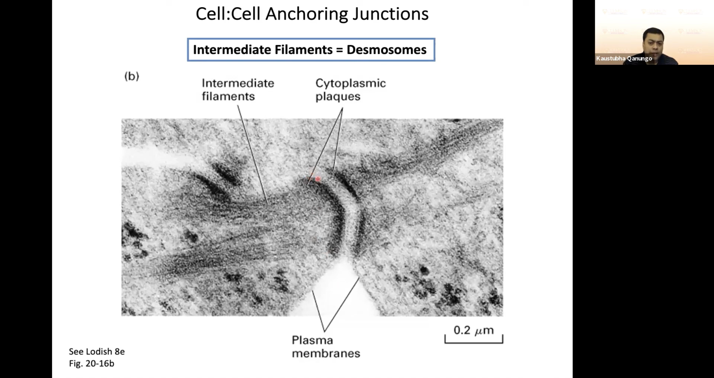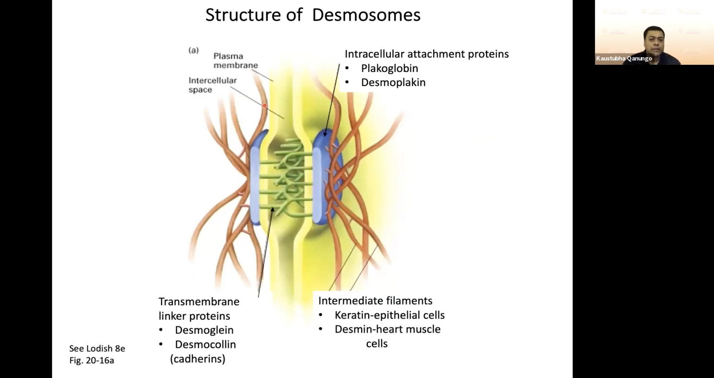So you can see that right here, this is your cytoplasmic plaque in the dark, and you can see that these are the intermediate filaments which are running through the desmosomes. And these are the plasma membranes right here, of two adjacent cells. All right, so this is the overall structure. So you can see that right here, you have the two plasma membranes of two adjacent cells, one here, one here. And you have these proteins right here, and these are the transmembrane linker proteins, and the names of these linker proteins are desmoglein and desmocollin. These are the cadherin family of proteins as well.